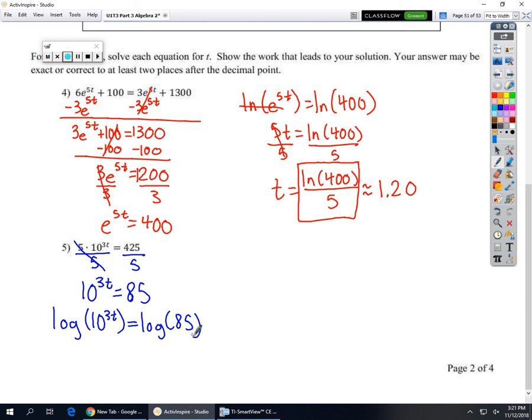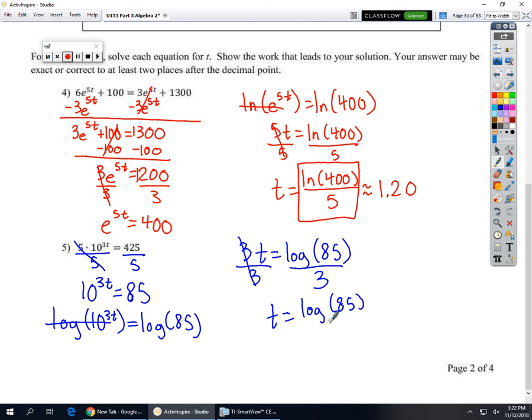All right, my parentheses are a little weird looking. The logs and the 10s will cancel out, leaving 3t equals log 85. Then I divide both sides by 3. T equals log 85 divided by 3.